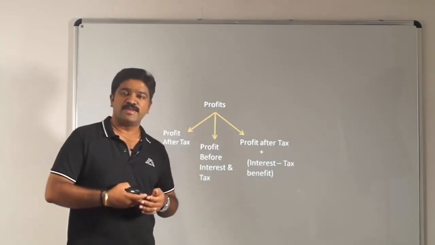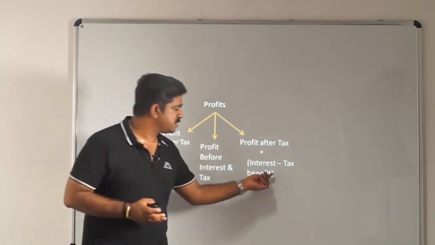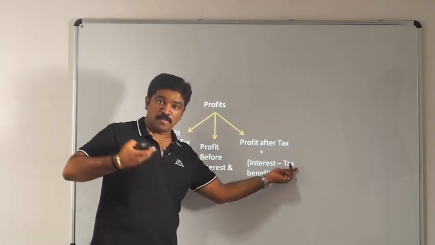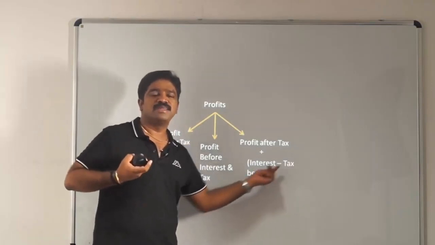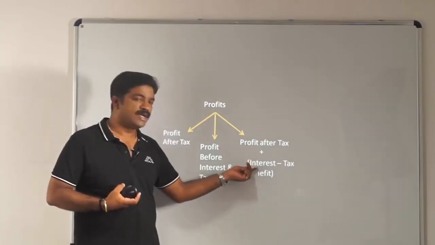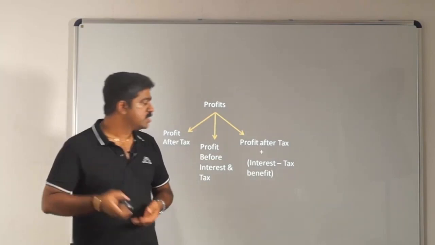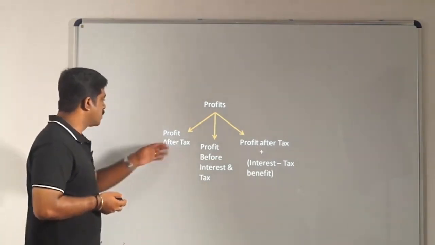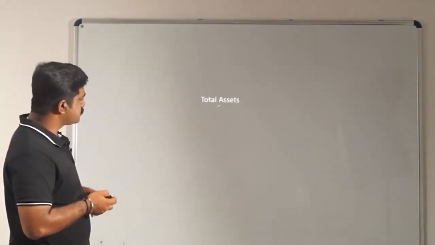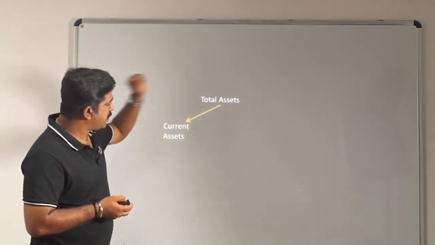interest. And if you want to calculate exactly what is the return after adjusting for tax benefits and all from the lender's point of view as well, then the third method is used, where interest is not simply added back, it is added back after adjusting for its tax benefit. Okay, so let's look at the formula. In the first case, we'll take the profit after tax, that will be divided by total assets.